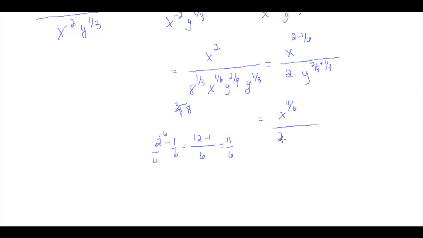All right, I've got a 2, and then the y, I need to add 2 over 9 and 1/3. Okay, common denominator will be 9, so I need to multiply this by 3. So this becomes 2 plus 3, or 5 over 9. So this is y to the 5 over 9. And that's it. I have my 1x, my 1y. I simplified my rational exponent.